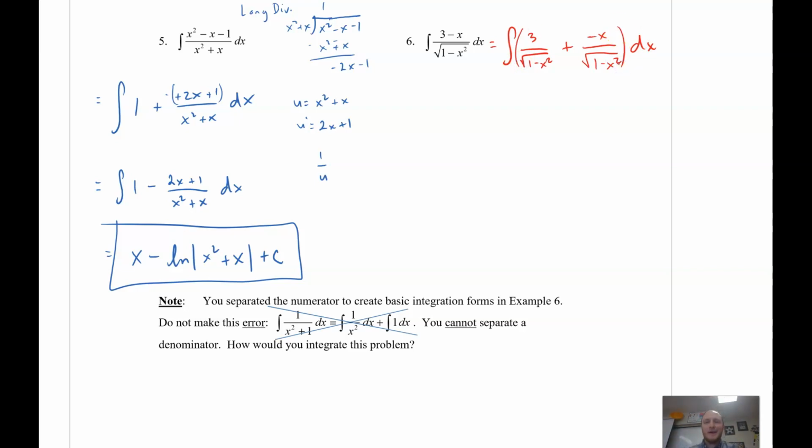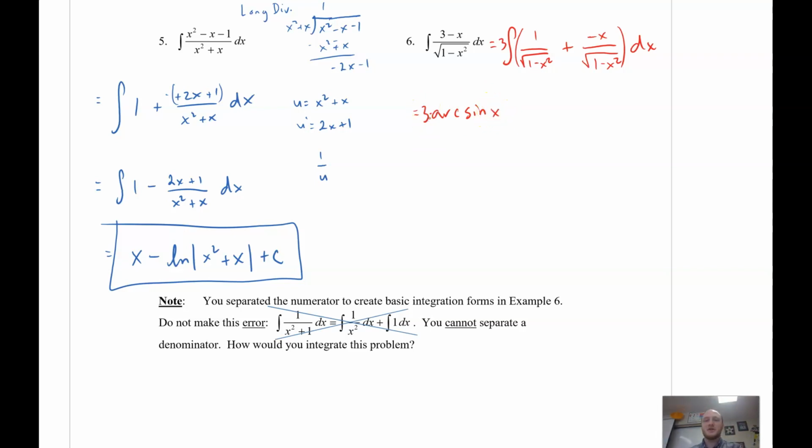Now, why in the heck did I do this? Well, if you look at the first one, if I write this like this, I hope you see arc sine, right? That this is arc sine of x, with the 3 out front.